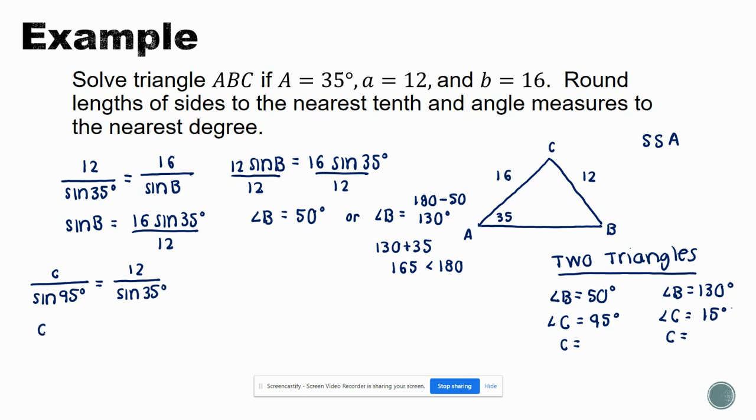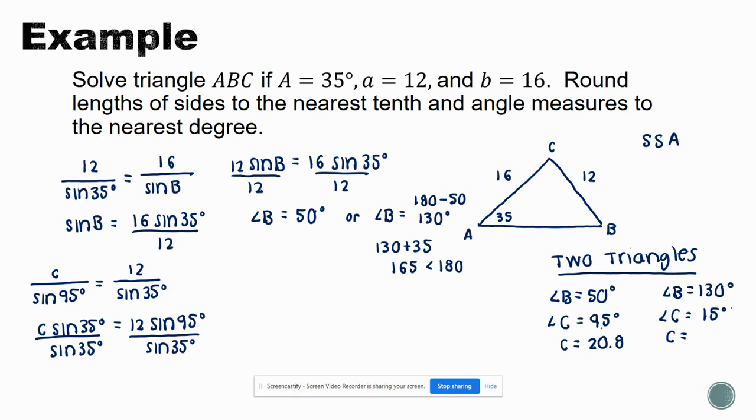Cross multiply, C gets multiplied by the sine of 35 degrees. That equals 12 getting multiplied by the sine of 95 degrees. I have to divide by the sine of 35 to get side C by itself. We can carefully type all of this into our calculator at once. Because we want to find our sides to the nearest tenth, I'm looking for one decimal place. That gives us a length of 20.8.